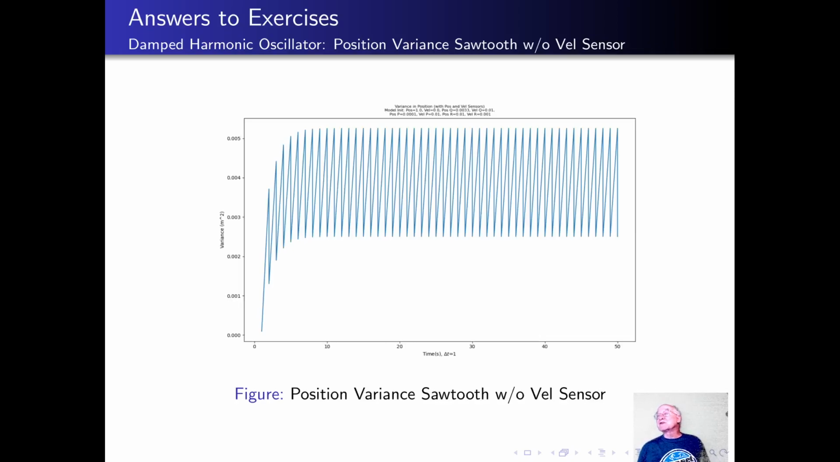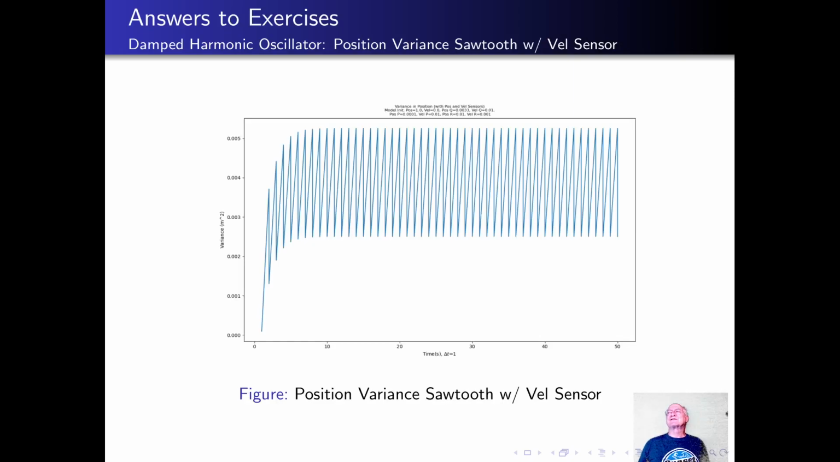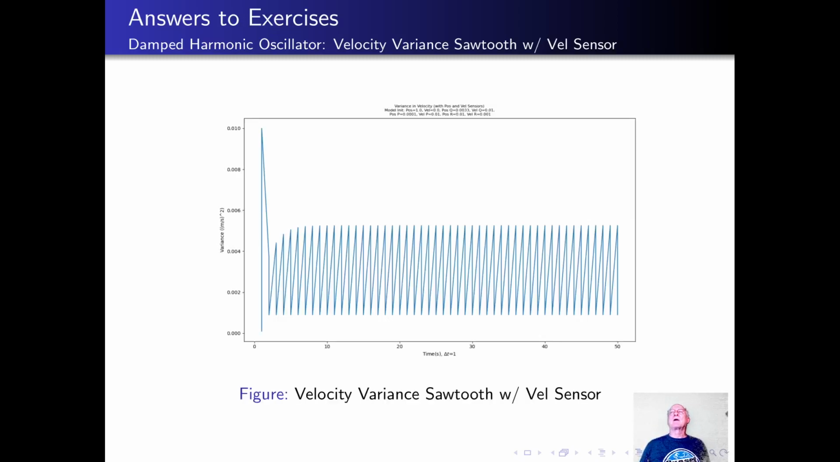So here's the position variance, and when you compare the one without the velocity sensor to the one with the velocity sensor, you don't see a whole lot of change there, and that's the problem. There should have been quite a bit of reduction. And when you look at the velocity estimation and its variance, its sawtooth pattern without the velocity sensor, you get this. And as you would expect, you get marked improvement in the velocity variance with the velocity sensor.